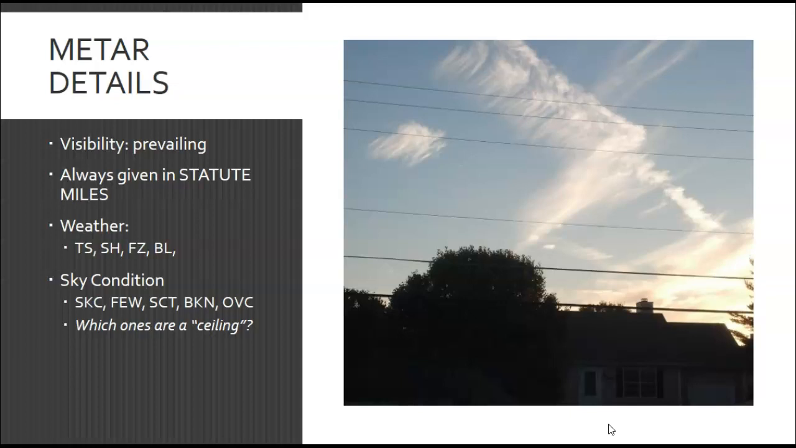Sky conditions are always stated as SKC, sky clear, FEW means few clouds, SCT means scattered clouds, BKN means broken clouds, and OVC means overcast. Only broken and overcast constitute a ceiling. Few and scattered do not constitute a ceiling.